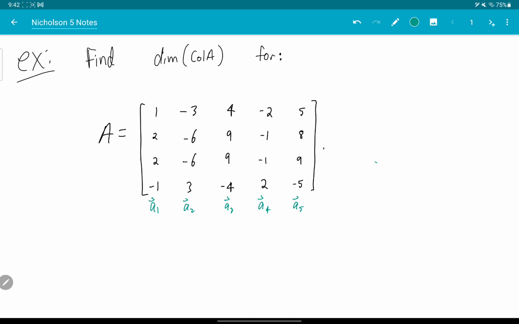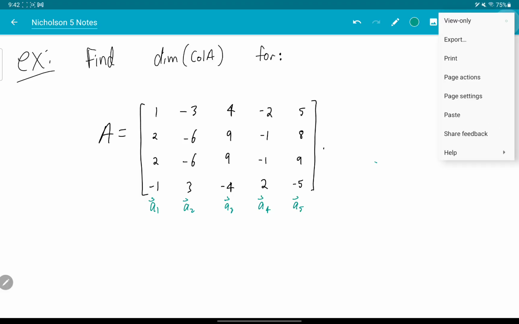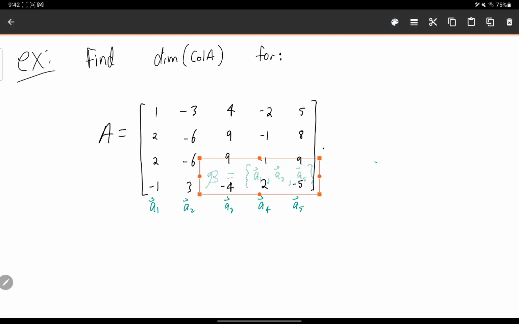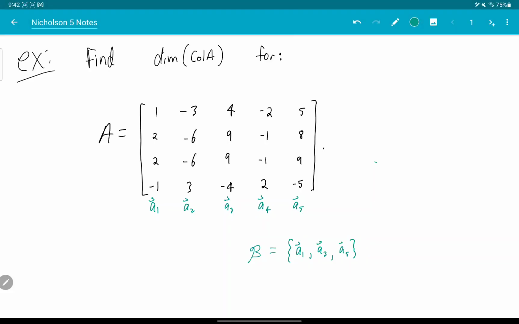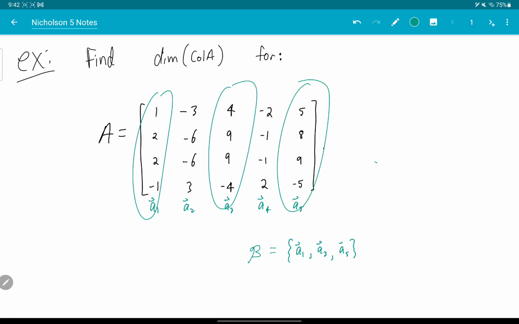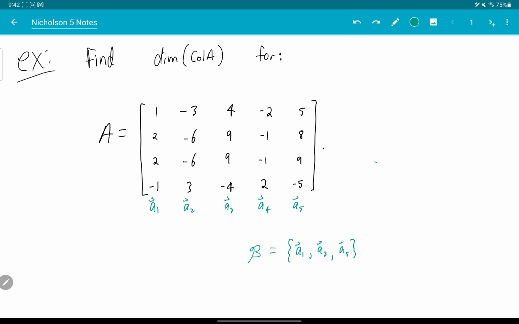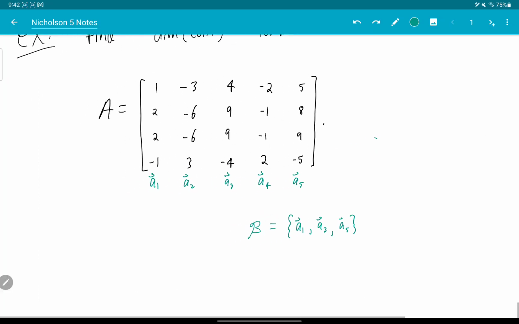Now, you may or may not have done this as an exercise in a preceding lecture video. But in any case, the answer we found is the first, third, and fifth columns. So presumably, if you reduce this matrix, you're going to find there's a pivot in this column, and in this column. Now, that says our basis is this guy right here.